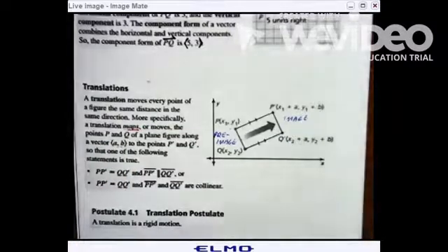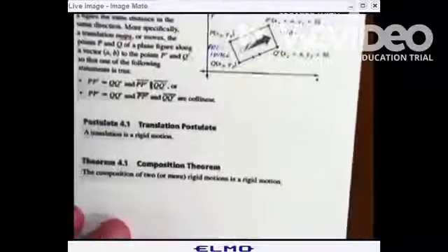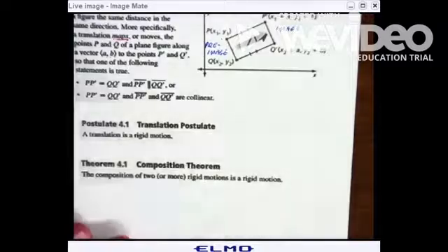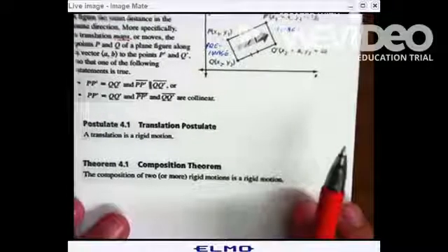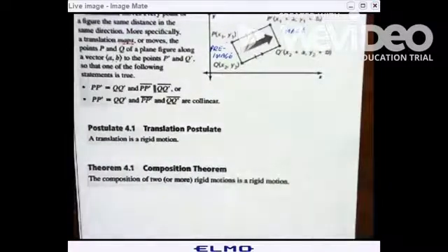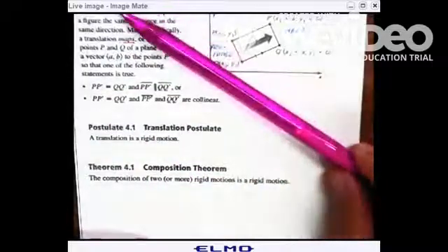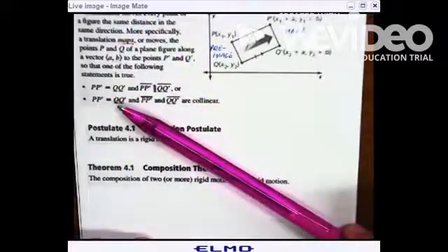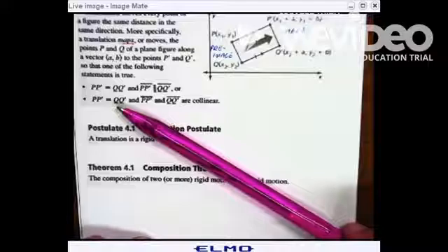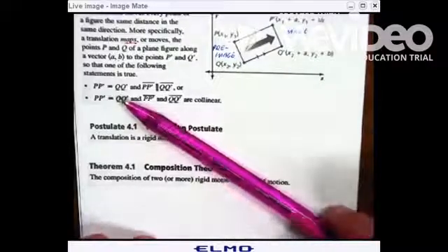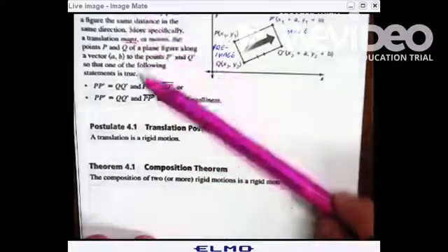So we do real quickly, we have two postulates, well, a postulate and a theorem. So the translation postulate says a translation is a rigid motion. Okay. Now, what's a rigid motion? A rigid motion just means that you're going to move in such a way that it does not change size or shape. So if I take my pen and I move it down, I have translated it. The pen did not bend, the pen did not stretch, the pen did not grow wings, the pen did not do anything. It is still the same size, it is still the same shape.